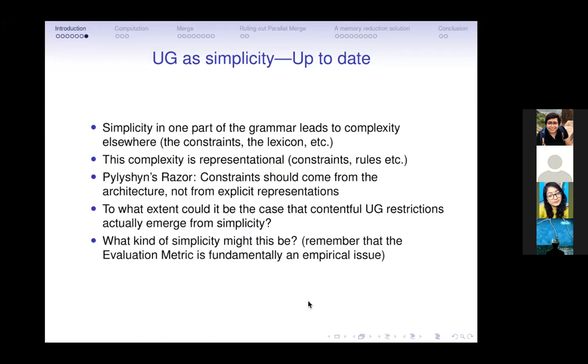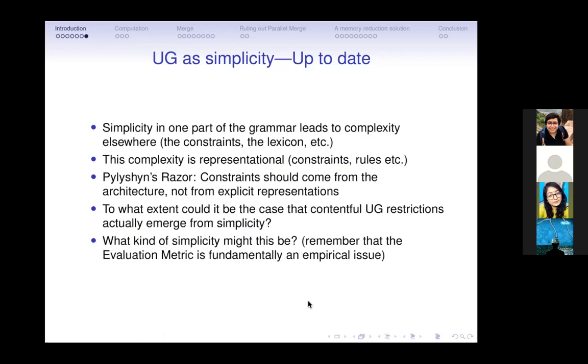Now, there is a cognitive scientist, Zenon Pylyshyn, who suggested that generally constraints should not be stated as essentially just, here's the rules, here's a bunch of constraints, and now we've done our job. What he suggested is that the constraints should emerge from the architecture of the cognitive system, not from simply writing them down, okay? So we could ask ourselves, and this is known as Pylyshyn's razor. It's like Occam's razor. It says, represent as little as possible, okay?